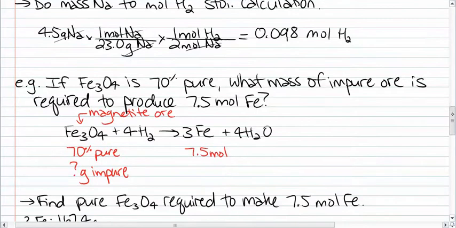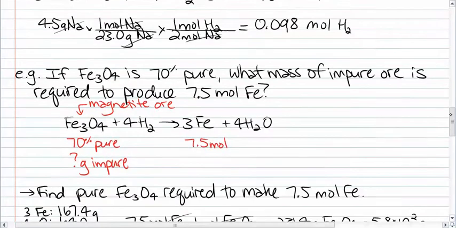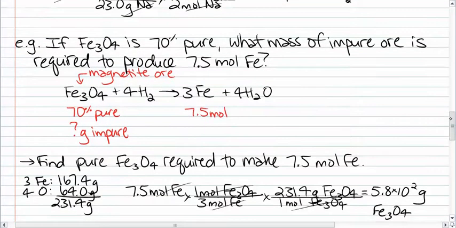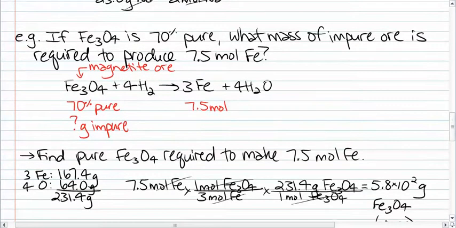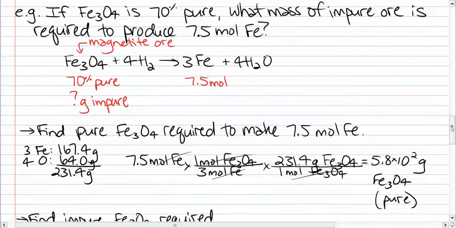So the first step is to find the pure Fe3O4 required to make 7.5 moles of Fe. So we do that calculation using the mole ratio and the molar mass of Fe3O4, and we find that we need 580 grams of pure Fe3O4. But ours isn't pure, it's only 70% pure, so that means we're going to need more of it in order to have enough to produce the amount of iron that we need.